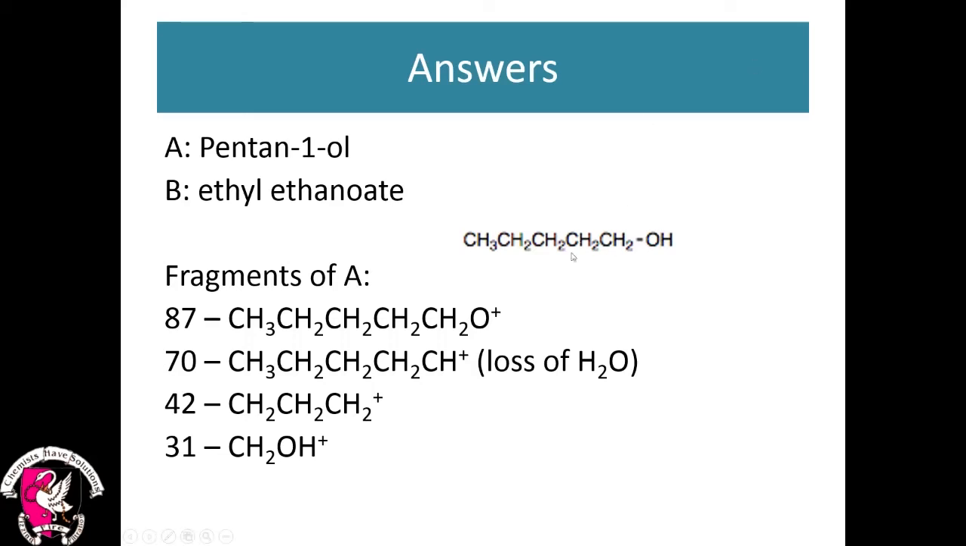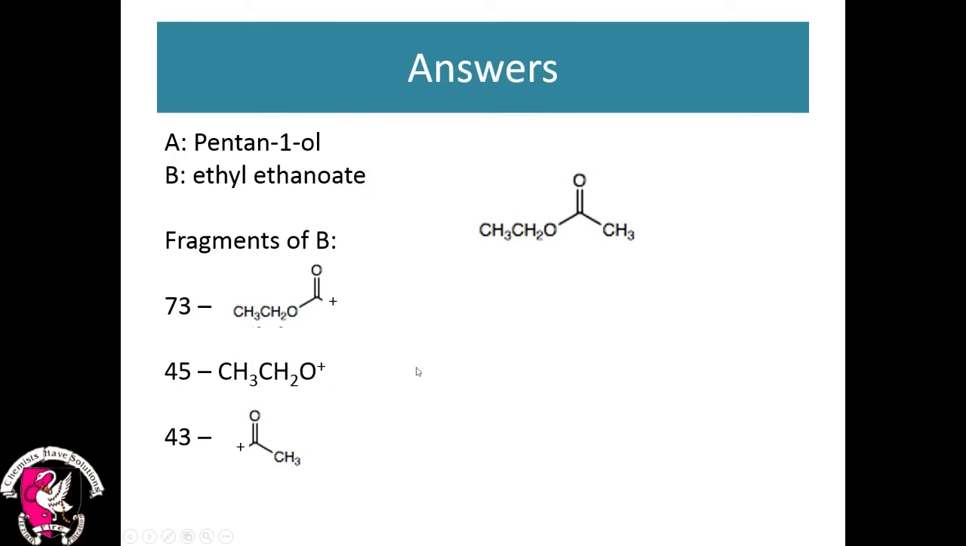Okay, so obviously this last bit. Excellent. Okay, so we'll look at the other one. So fragments of B. Here we've got a picture of B. 73 is actually due to just having a CH3 lost, because obviously CH3 is 15. So that's 73 take away 15. 73 plus 15 gives us 88.